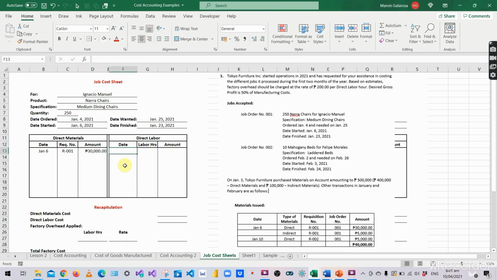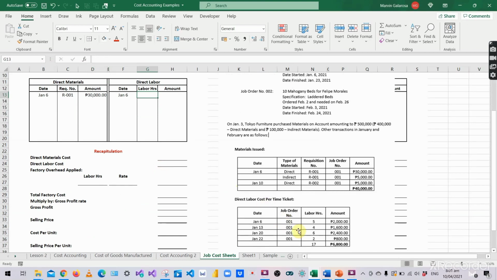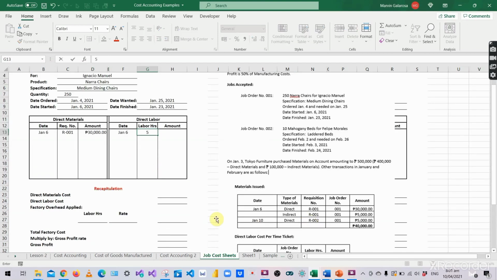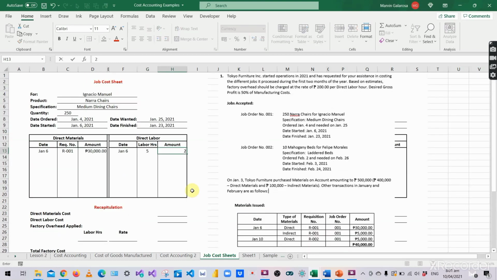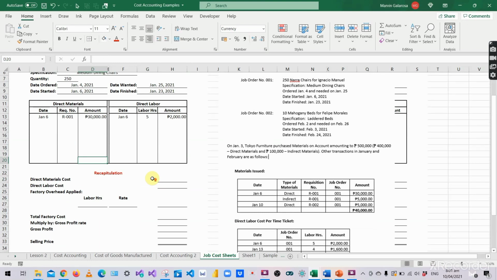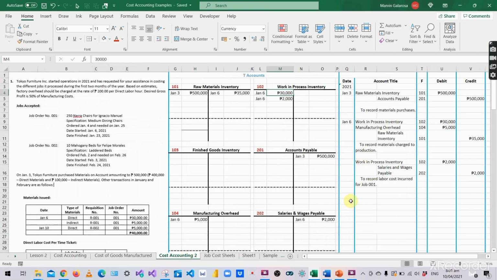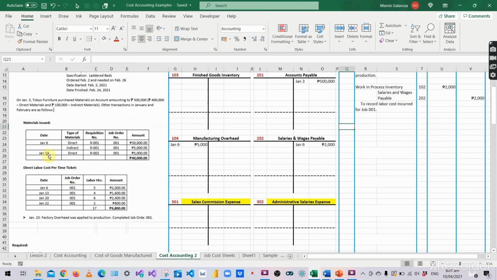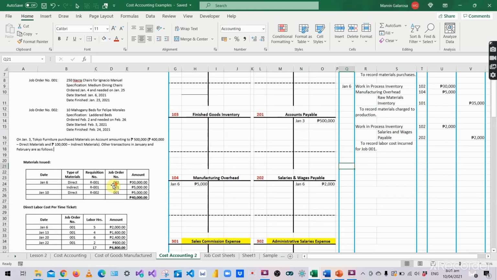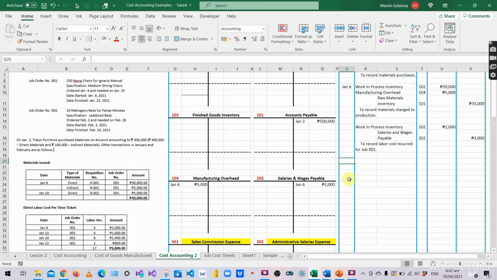And then, on January 6 din, may labor hours na na-incur for job 001 na 5 hours. And magkano siya? 2,000 pesos. Next na transaction. After that, it would be January 10 naman. Nagkaroon ulit ng materials na chinarge sa job 001. So, January 10.